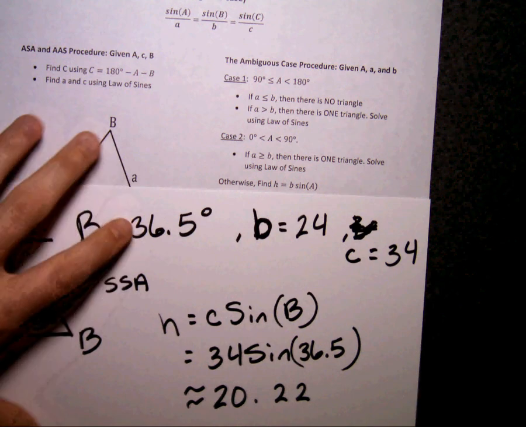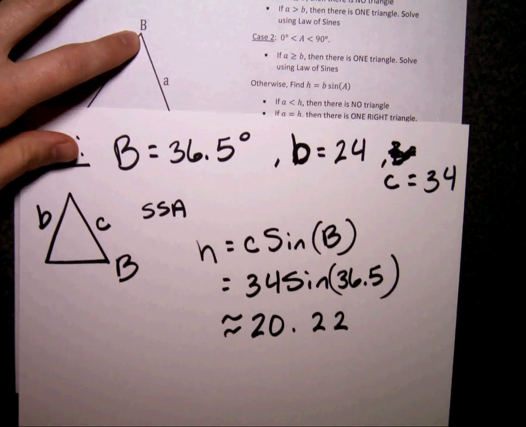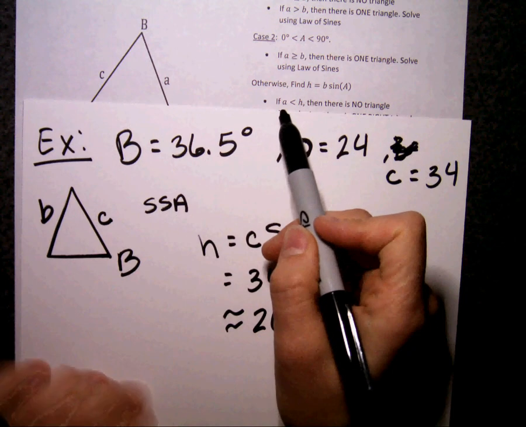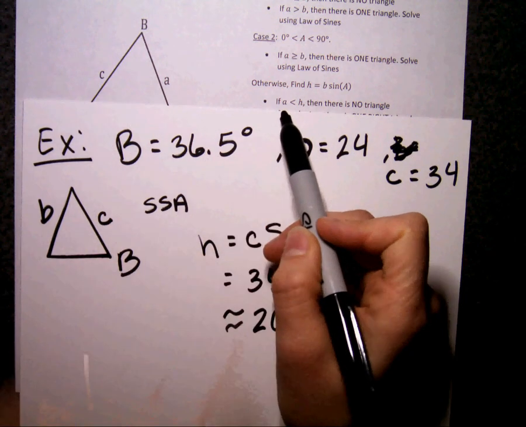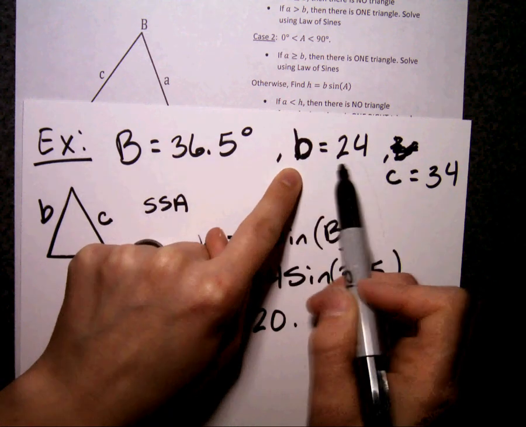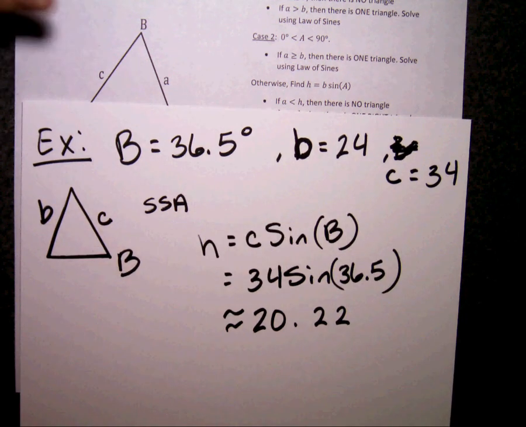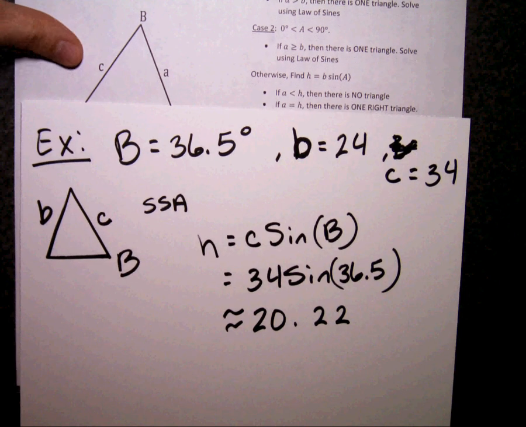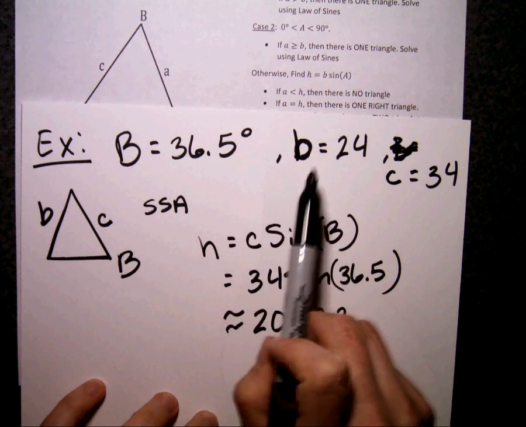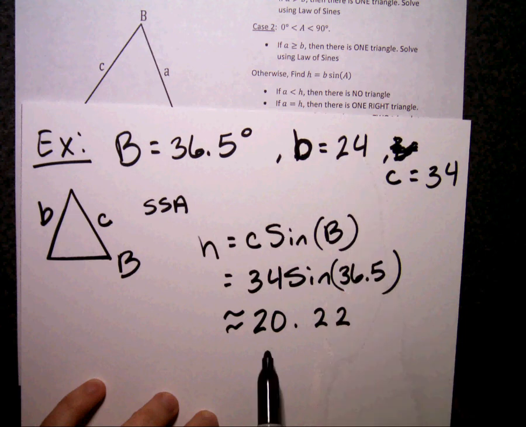So once we find H, we're wanting to compare the side that corresponds to the given angle, so in our case, side B. Is it less than H? B is 24, H is 20, so no, that is not true. So sadly, we don't have the case where there's no triangle, so we'll keep going. Is the side that corresponds to the angle, again B, equal to H? No, 24 is not equal to 20, so I don't have the case where I have a regular right triangle.